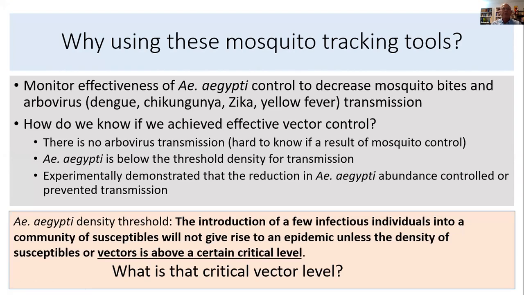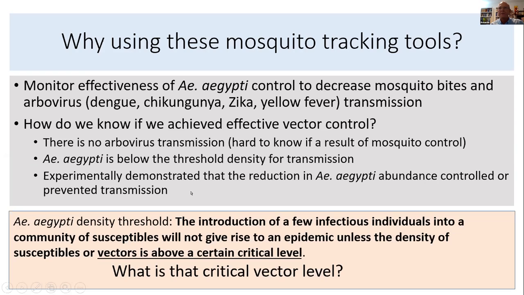So the question is, how can we use these tools to decide whether we're being effective at preventing and controlling epidemics of these arboviruses? And so we may say, well, if there's no arbovirus transmission, maybe we're doing a good job. But it's hard to say because the virus may not be in the area. So another way to know is to determine whether the Aedes aegypti population is below the threshold density. But of course, we need to know what those thresholds are.